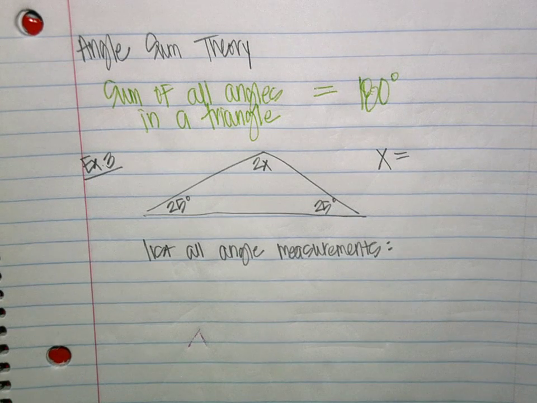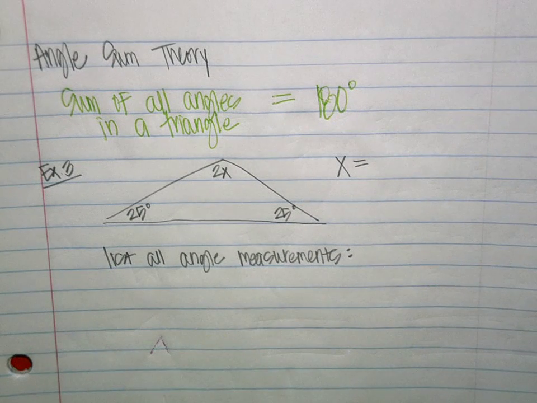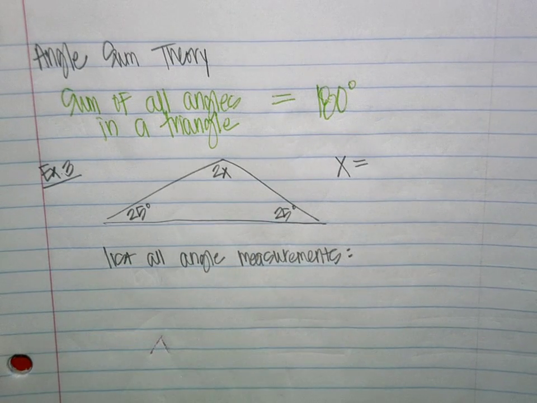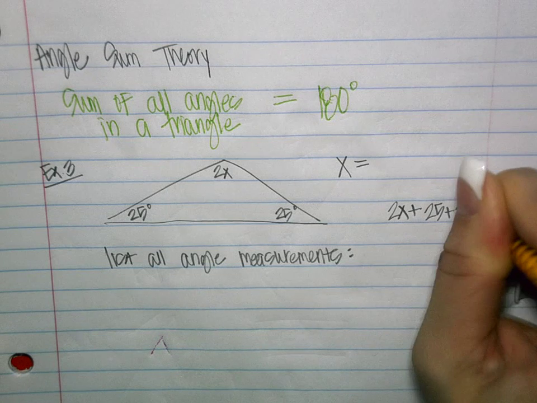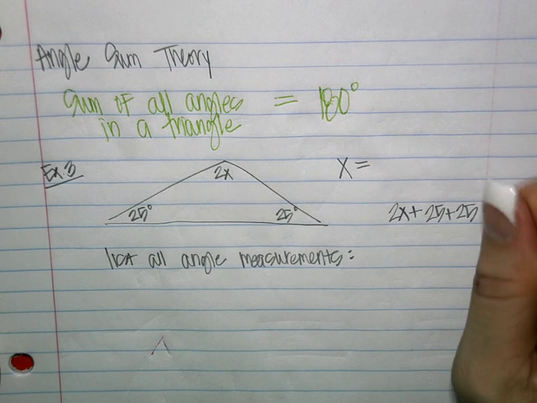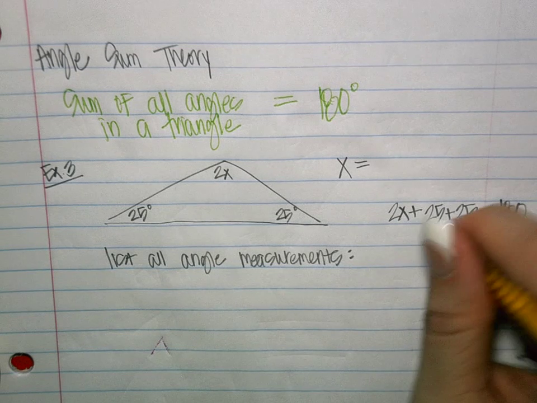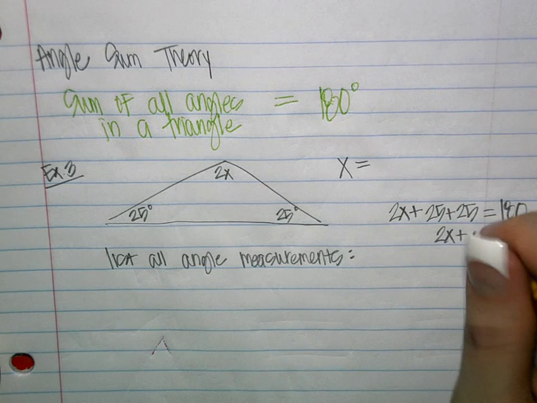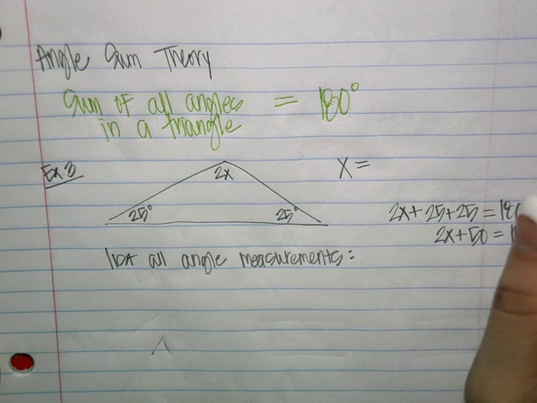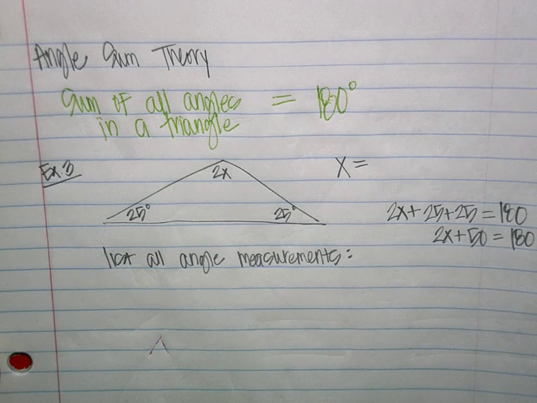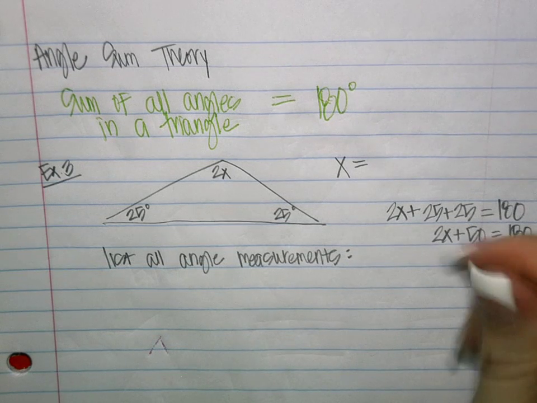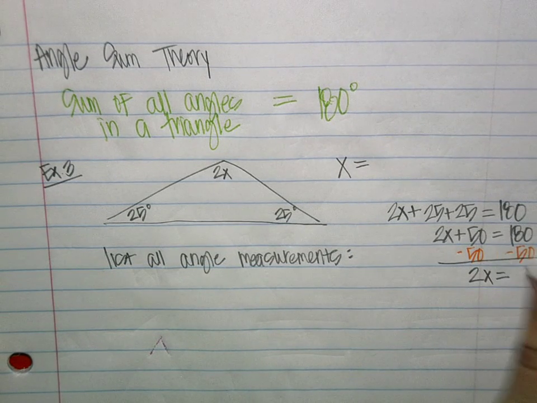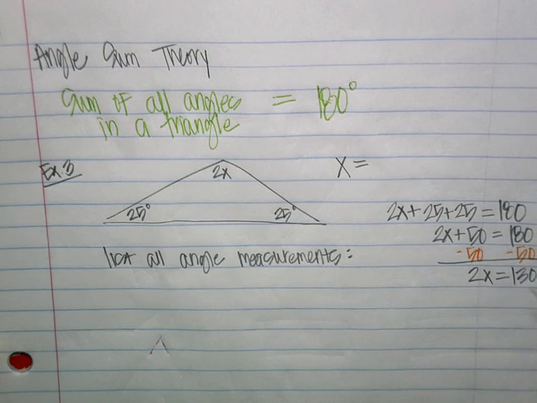How would I set up an equation that I could solve for x? Okay, so you could add up all these parts, right? So 2x plus 25 plus 25 equals what? 180. Perfect. So combine your like terms. That gives you 2x plus 25 and 25 is 50 equals 180. Then move the 50. You move the 50, we have 2x equals 130. Divide both sides by 2.